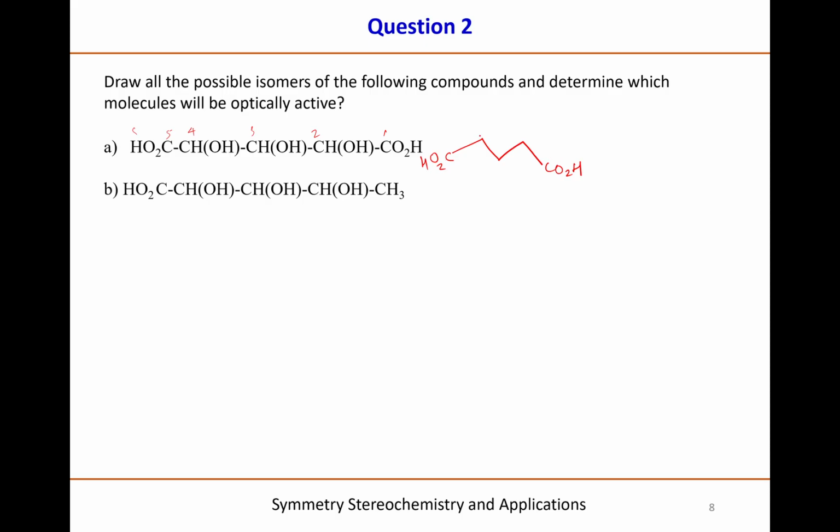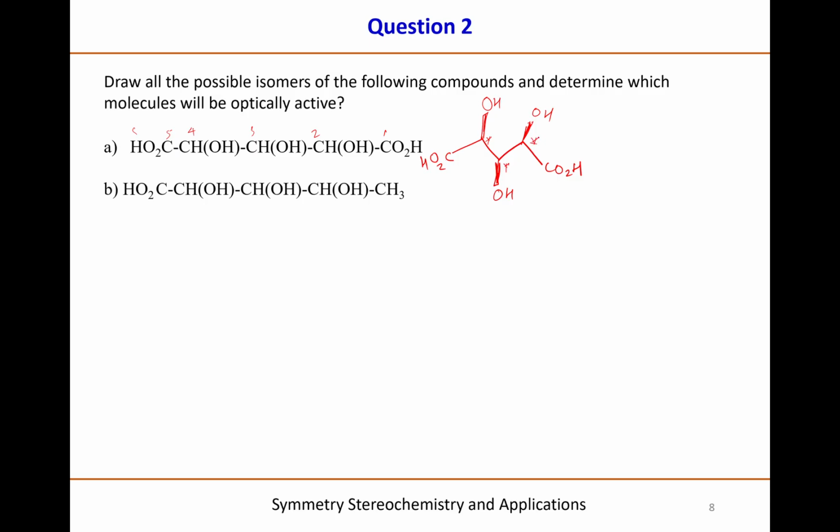Now I have to write the OH. How many possibilities are there? On all the 2, 3, 4 carbons we have one hydroxy. In the first case, I will keep all the hydroxy groups on the wedge position. So you can see here we have 3 chiral centers in this case. How many chiral centers? 3.